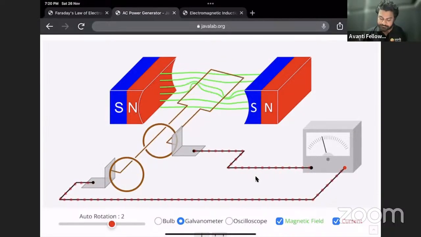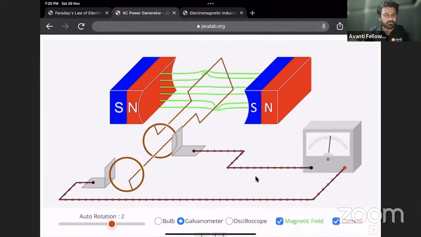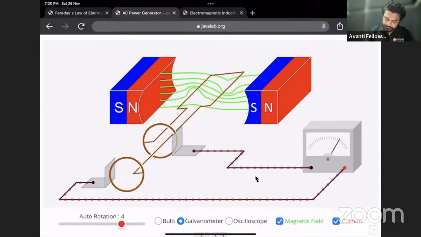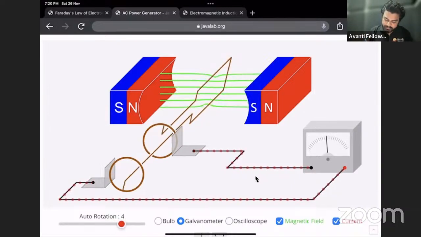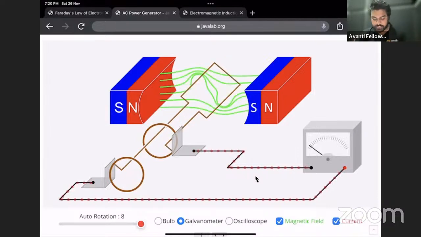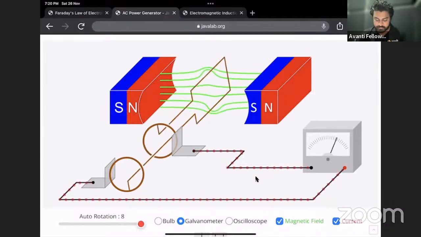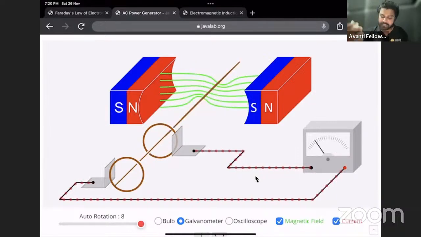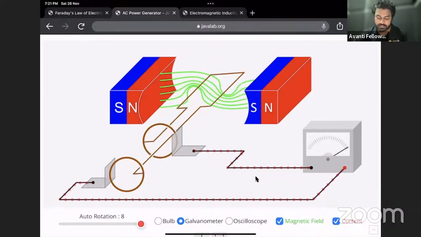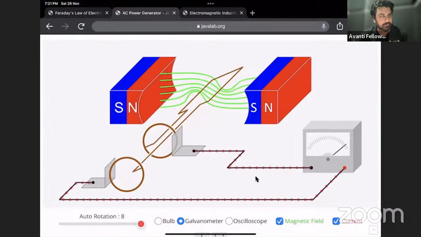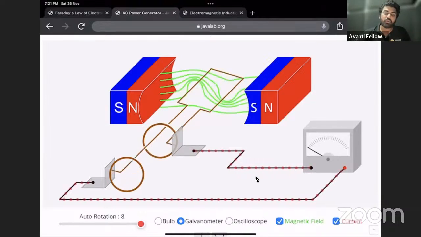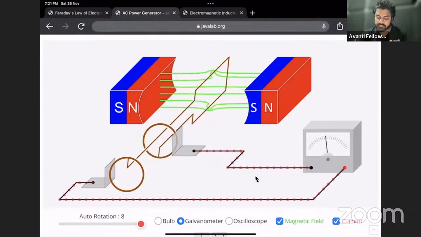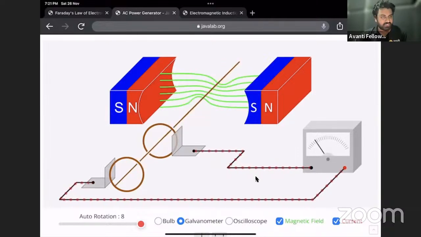If I increase the speed, the charges moving also increase, means the current increases. If I increase it more, current increases more. Okay. And you can also see the interaction of the magnetic field lines with the coil. Okay, so the coil is distorting the magnetic field lines. Why is it distorting? Because it is following Lenz's law. Okay, Lenz's law means it will resist the change.